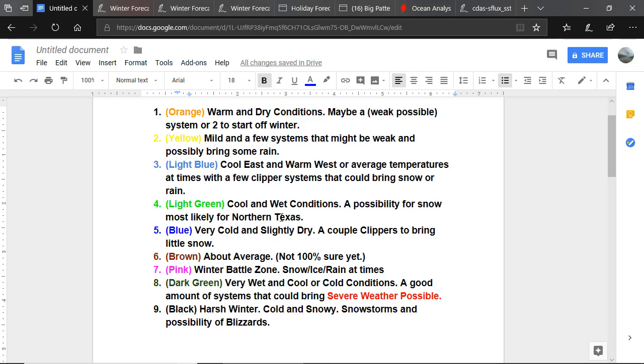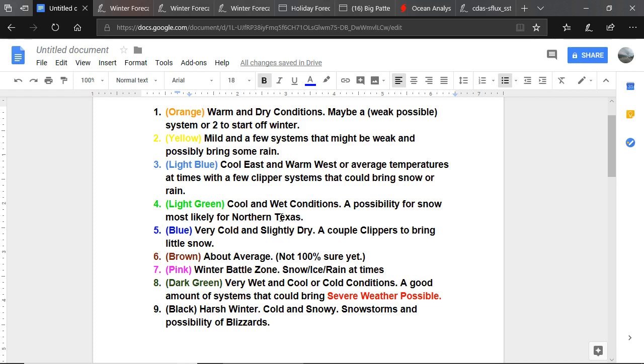Snow, ice, and rain. Even sleet in there as well, I forgot to add that in there. At times, the dark green, which is most likely for the southeast, very wet and cool, or it could be cold conditions possibly at times. A good amount of systems could bring some severe weather. Wherever you get those systems, you got a lot of moisture that comes off the Gulf, and you got cold air on the backside and warm air around there. A lot of moisture, can be humid. Bringing those together, you get severe weather.